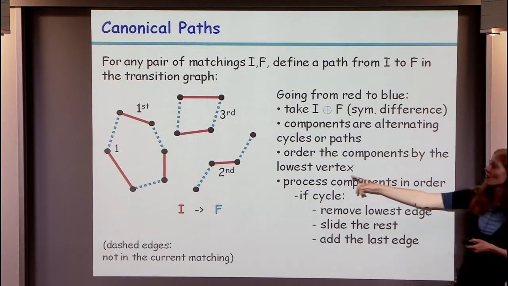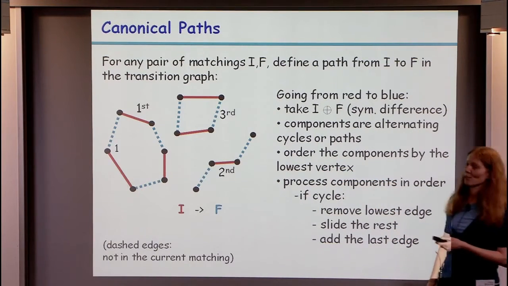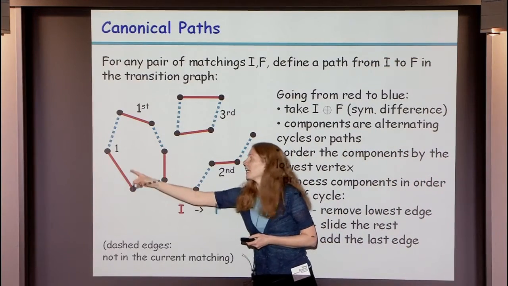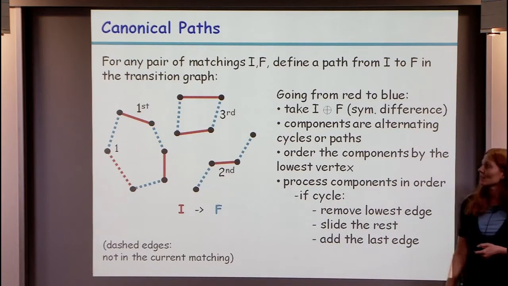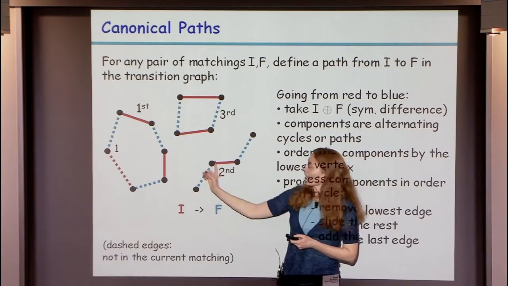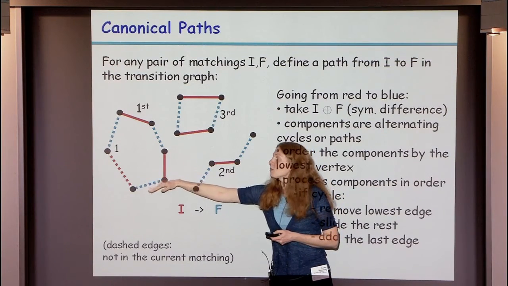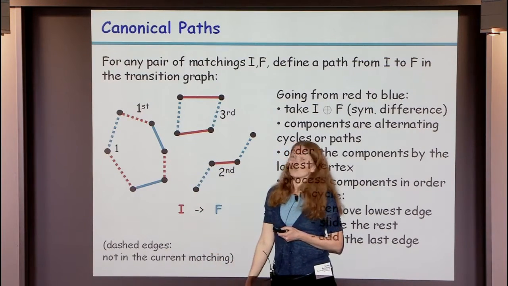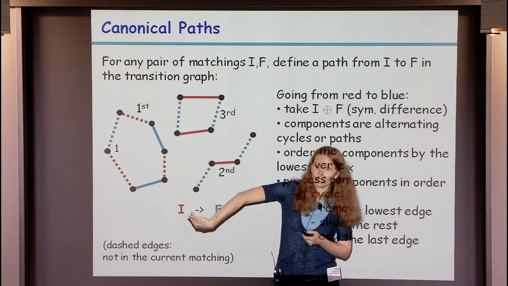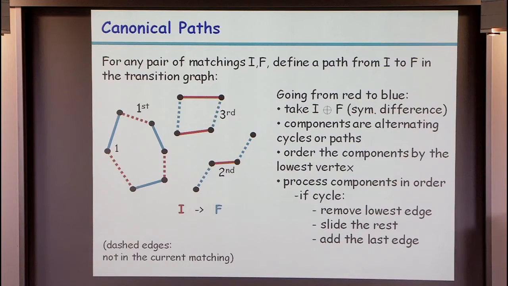So now, I'm processing the very first component. I know the lowest label vertex. That's my vertex 1 over here. And it has this red edge, and I don't want it. So I take it out. And then what that allows me to do is slide the next red edge into the blue, and I go. And then the next red edge into the blue, and I just keep going around the cycle. And the very last edge, I just need to put it in. Okay? So I process the very first component.